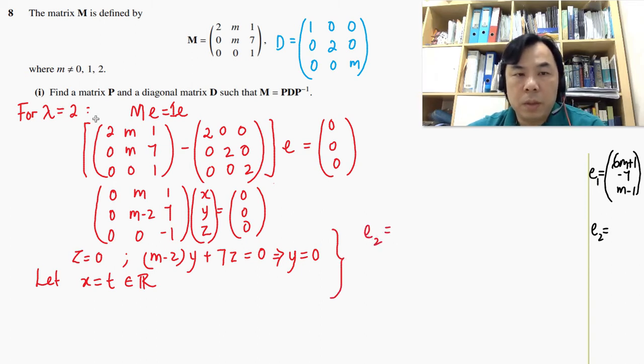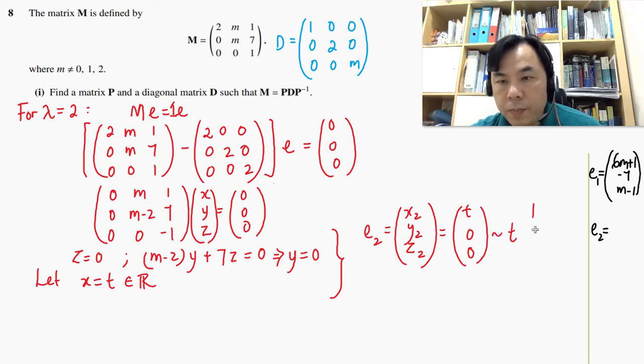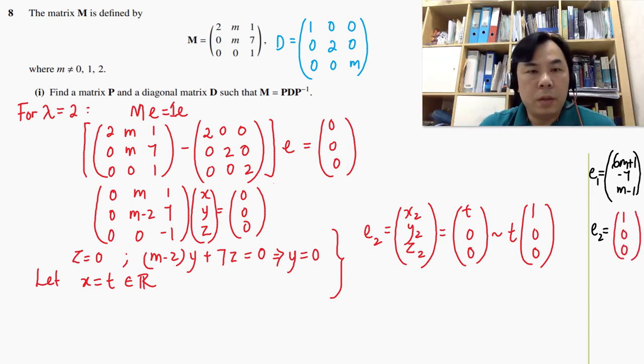the second eigenvector corresponding to lambda equal to 2 as x, y, z, that is x2, y2, and z2. That is the same as our x2 being t, and the rest are 0, 0. Now therefore our second eigenvector can be written as 1, 0, 0 here. Alright, so I hope that is clear.